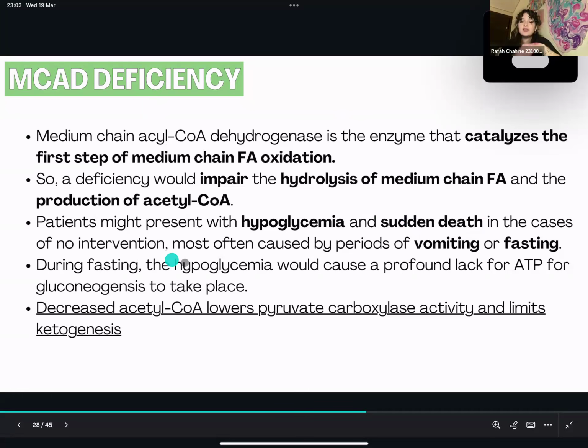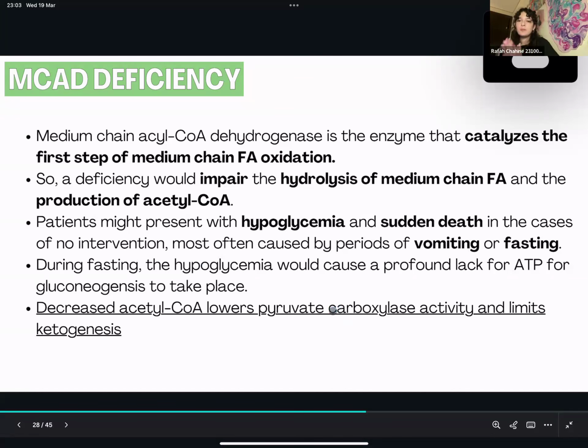During the fasting, hypoglycemia would cause a profound lack of ATP for gluconeogenesis to take place. And the decreased amount of acetyl-CoA will lower pyruvate carboxylase activity and limit ketogenesis. Pause. Pyruvate carboxylase is an enzyme that we will mention later on when we talk about ketogenesis. It's not important right now.